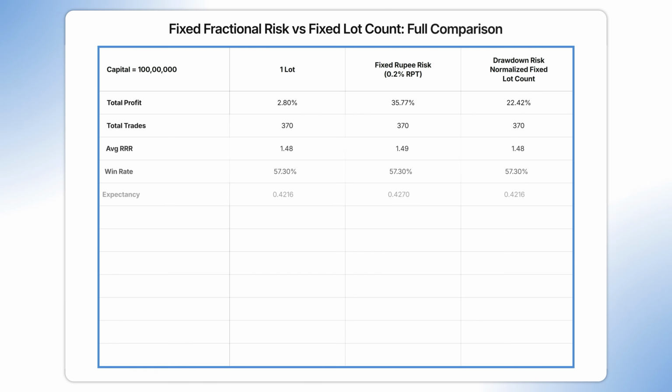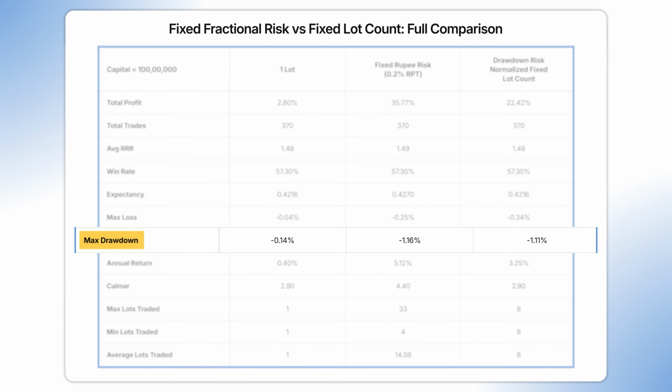Okay, how do we do that? So you can see that the max drawdown in a 1 lot backtest is 0.14%, and in the fixed fractional risk backtest, the max drawdown is 1.16%.